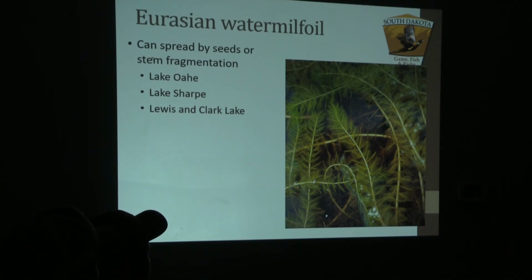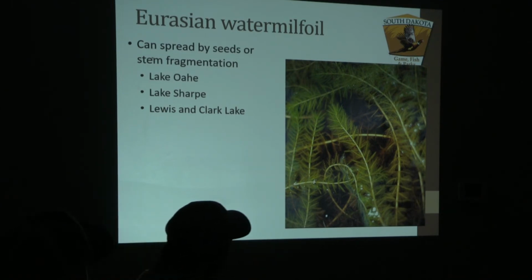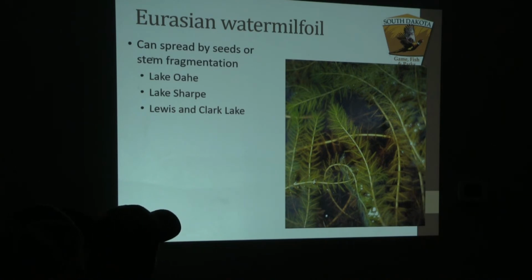The biggest difference that we would have here is that Eurasian water milfoil has 12 to 21 leaflet pairs, where our native counterpart has only up to 12 leaflet pairs on the plant. These are present in the Missouri River system on Lake Oahe, Lake Sharpe, and Lewis and Clark Lake. And as I go forward, as I mentioned before, all of these have very similar characteristics of being able to spread by fragmentation or by their seeds.